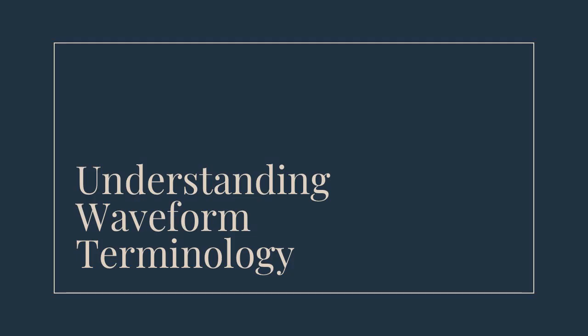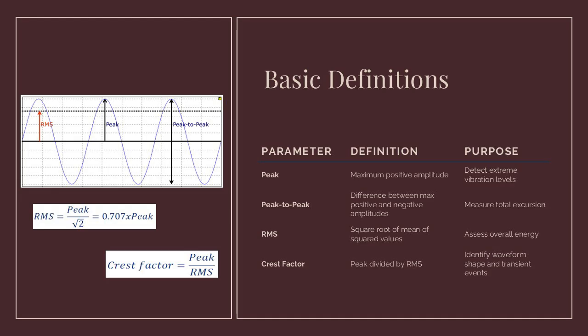Basic definitions: understanding waveform terminology. Waveform terminology is fundamental in vibration analysis. A vibration signal is typically represented as a time-domain waveform showing displacement, velocity, or acceleration over time. Key terms include peak, which is the highest positive amplitude; peak-to-peak, the difference between maximum positive and negative amplitudes; RMS, root mean square, which measures the effective value of the waveform; and crest factor, the ratio of peak to RMS.